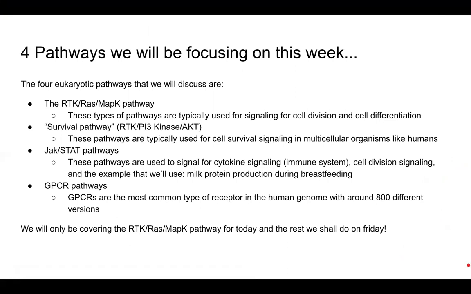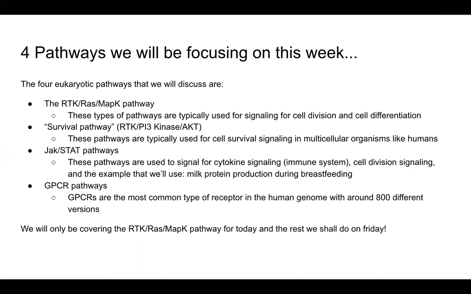We'll be focusing on 4 pathways this week: the RTK, RAS, MAPK pathway. These types of pathways are used for cell division and cell differentiation. The next pathway is the survival pathway, which is the RTK, PI3 kinase, and AKT pathway. They are for cell survival signaling in multicellular organisms, kind of like the ones in our bodies.